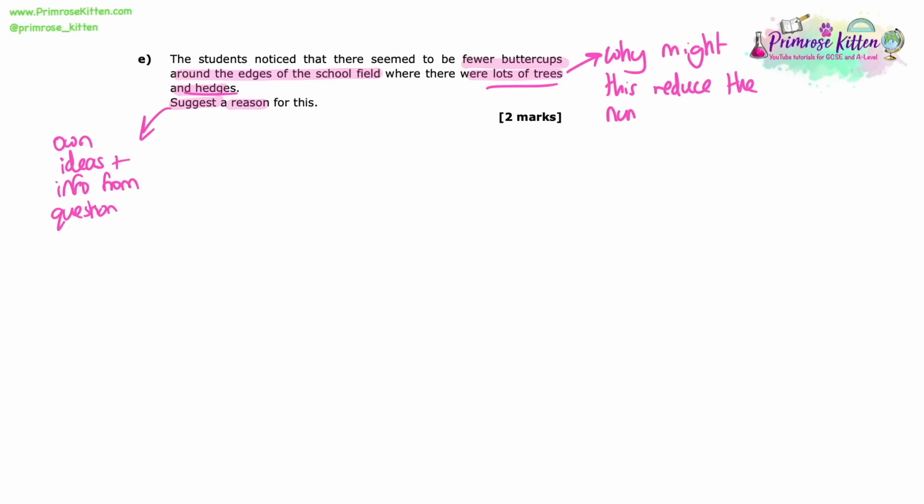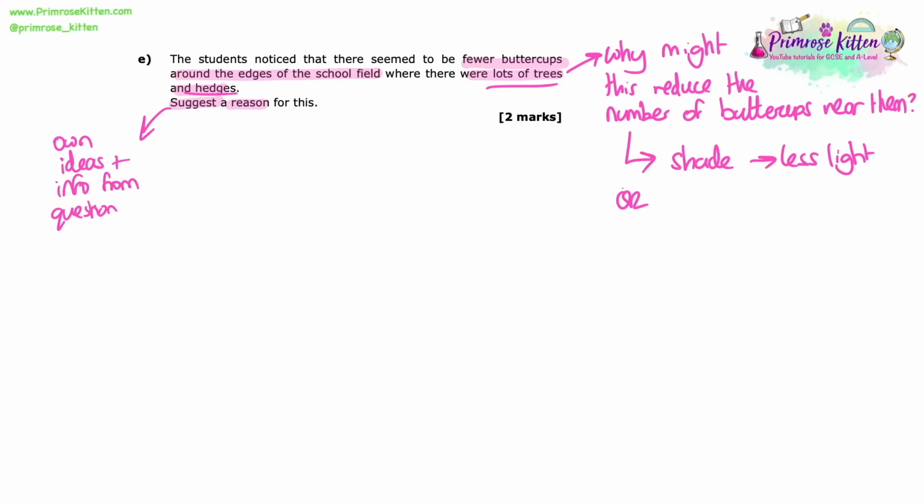So it said there's lots of trees and hedges around the edges of the school field, and there were fewer buttercups there. So we need to link this idea of why having lots of trees and hedges might reduce the number of buttercups near them. So there's a couple of options here, and this is quite common with suggest questions. There's not normally only one right answer. So we could mention that these trees and hedges are going to shade that area of the grass, so there's less light for photosynthesis. Or it could be due to competition, so with bigger, larger plants nearby, there'll be less nutrients and less water available in the soil, and therefore the growth of the buttercups would be worse.